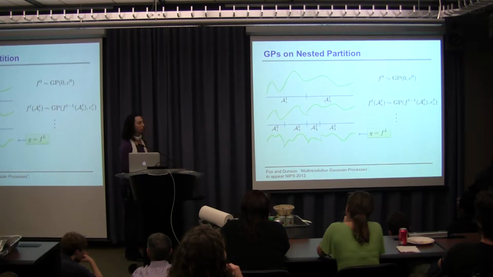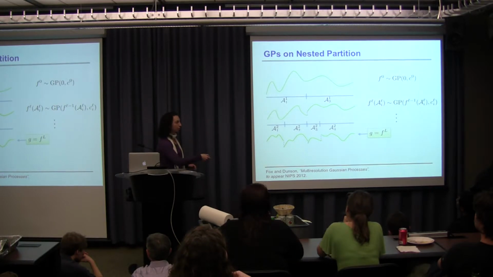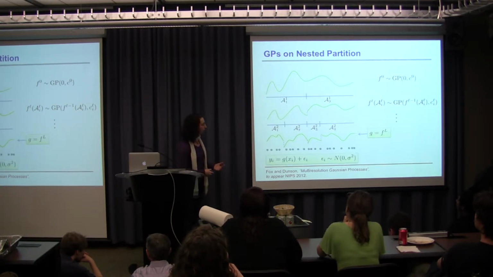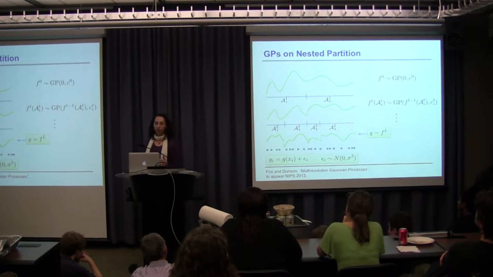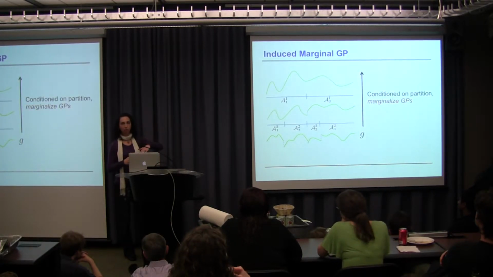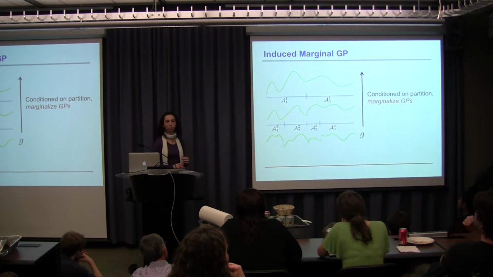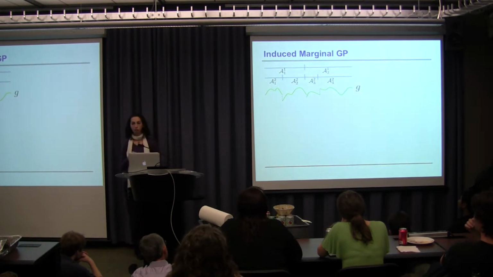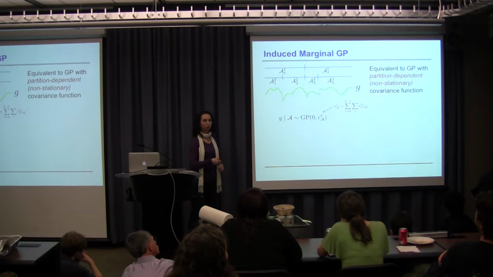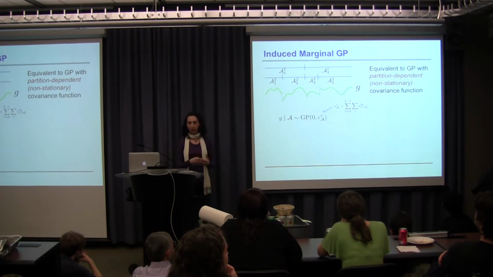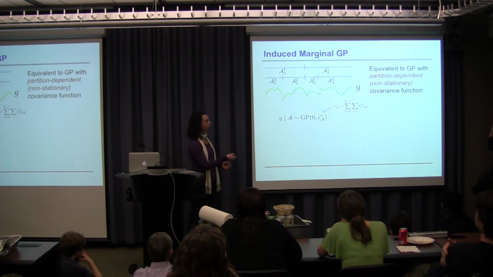So this process we terminated at some level capital L, and define a terminal function, g, as the resulting function at that level. And then we assume that our observations are just noisy measurements of this terminal function. One nice thing about this specification is that conditioned on this hierarchical partition, we can analytically marginalize all of these latent Gaussian processes, and we can look at the induced distribution on this terminal function g itself, just conditioned on the partition points. Using standard Gaussian results, you can show that g is itself a draw from a Gaussian process with a partition-dependent and thus non-stationary covariance function.